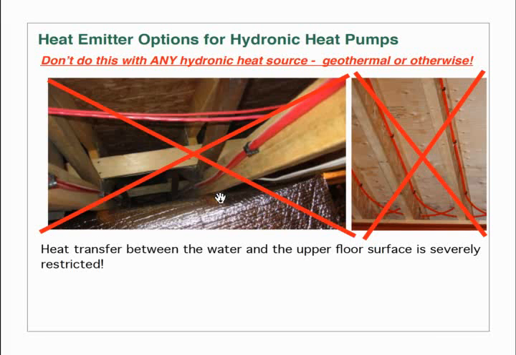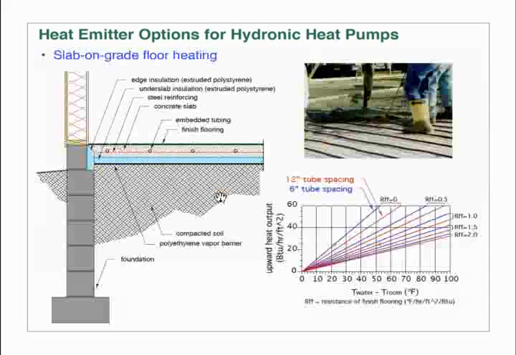Radiant floor heating with low resistance finished flooring, or no finished flooring like a slab on grade, is a good option. Again, there's a performance table that you can take a look at later on, based on the finished floor resistance and the tube spacing. Essentially, low resistance flooring and close tube spacing is going to give you the lowest water temperature and allow you to get the best COP out of that heat pump.